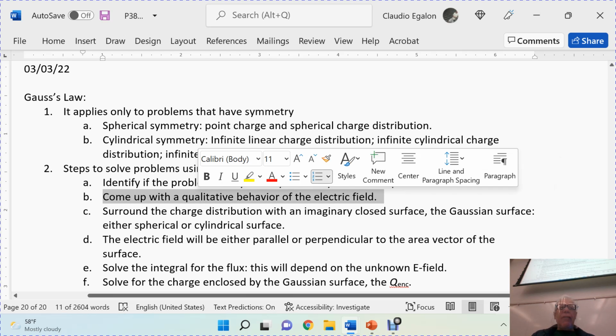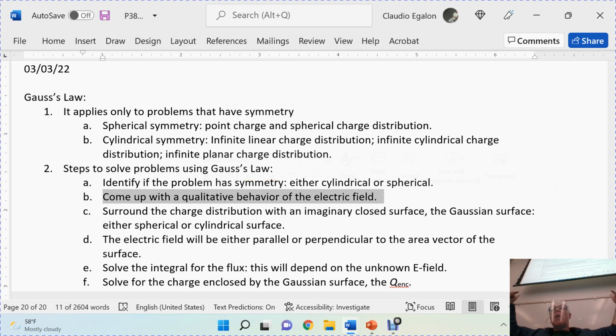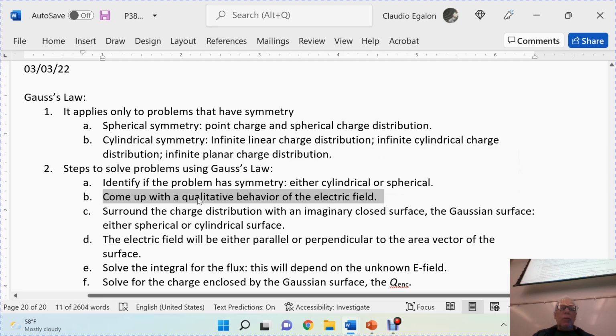Come up with a qualitative behavior of the electric field. Positive charges generate a field that's away from the charge. Negative charge generates a field that's towards the charge distribution. So you have to have a qualitative idea of how the electric field behaves around that charge. And I showed you how you can come up with that. Just apply Coulomb's law, right? It's a qualitative solution, but it's not a quantitative solution. But you need to have a qualitative knowledge of how the electric field behaves around your charge.